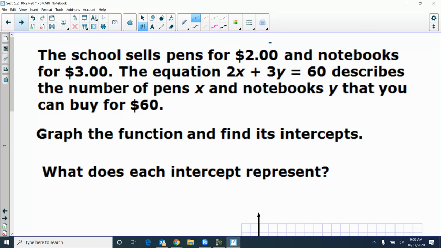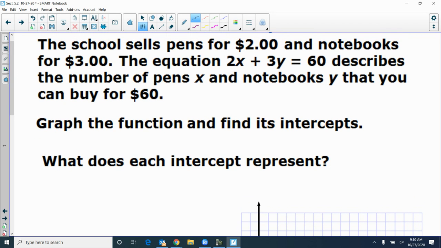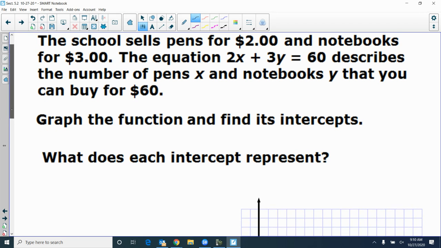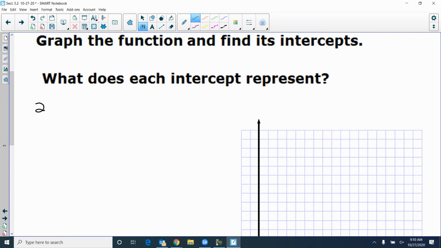Now, take a look at this last one, and we're going to put it all together. The school sells pens for $2. Those are really nice pens for $2. And notebooks for $3. The equation 2x plus 3y describes the number of pens x and notebooks y that you can buy for $60. Graph the function and find its intercepts. Basically, here's what you're going to do: start with 2x plus 3y equals 60, and let's find the intercepts.